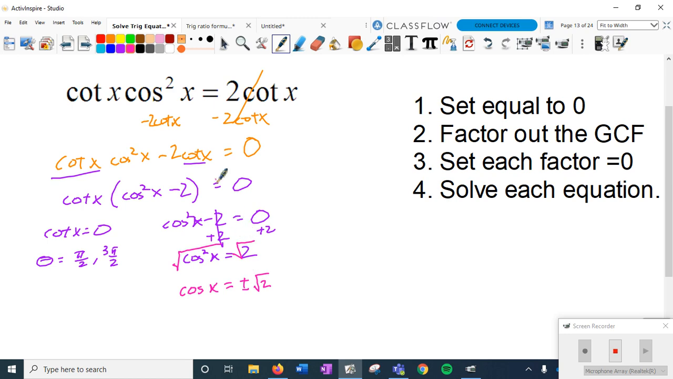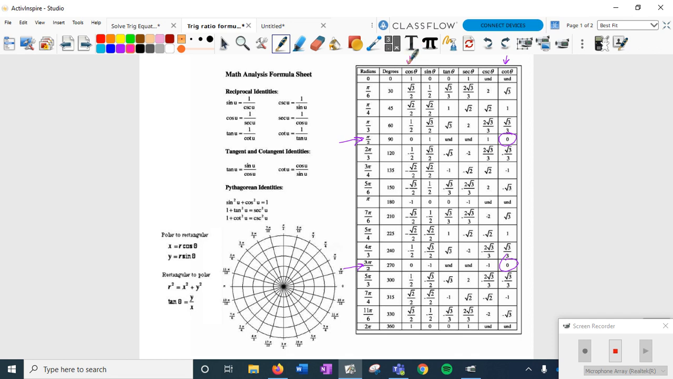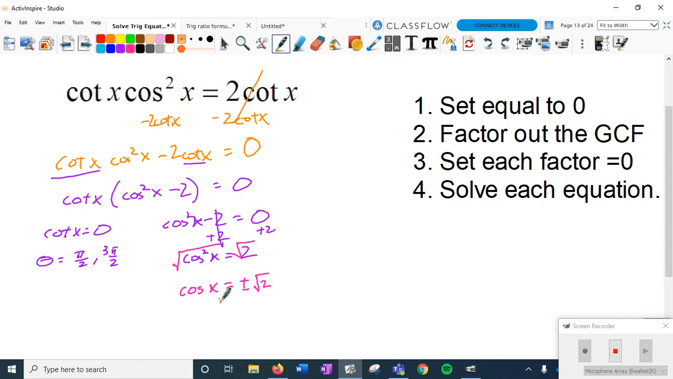Okay, let's go look that up. Where does cosine equal square root of 2? Well, that can't be it because that's square root of 2 over 2. There's a negative. Does cosine ever equal square root of 2? No, it doesn't. So this part has no solutions. Okay, so our only solutions are going to come from this part, which means when we type it into Canvas, it's pi over 2, comma, space, 3 pi over 2.